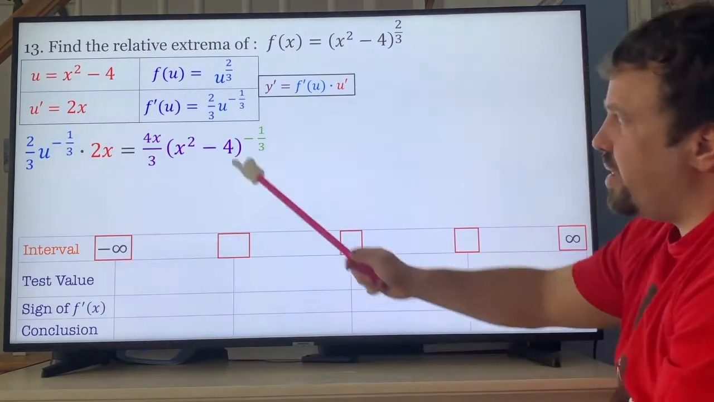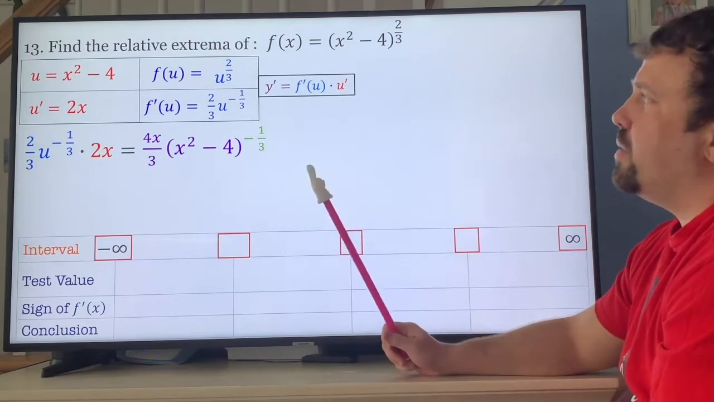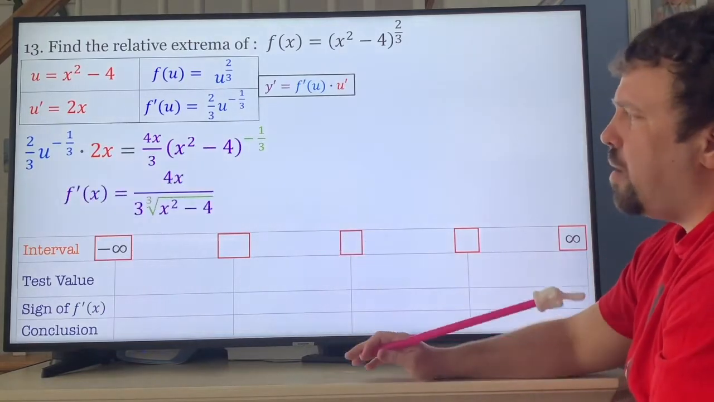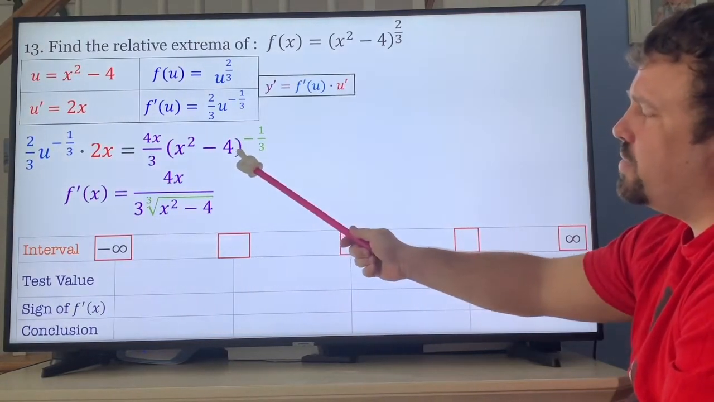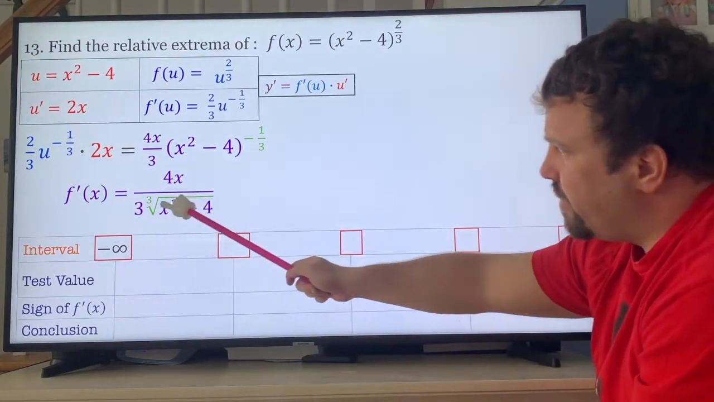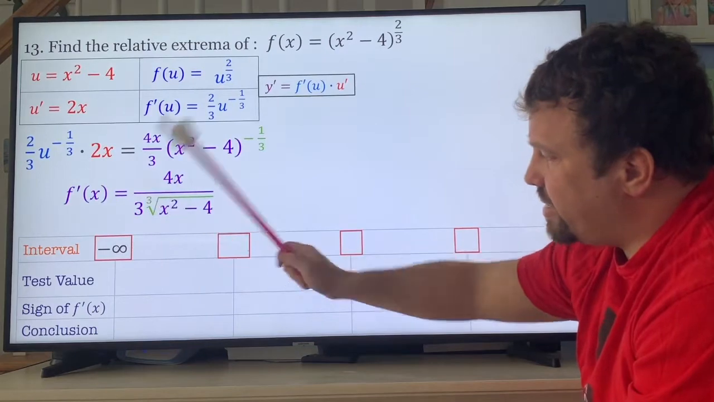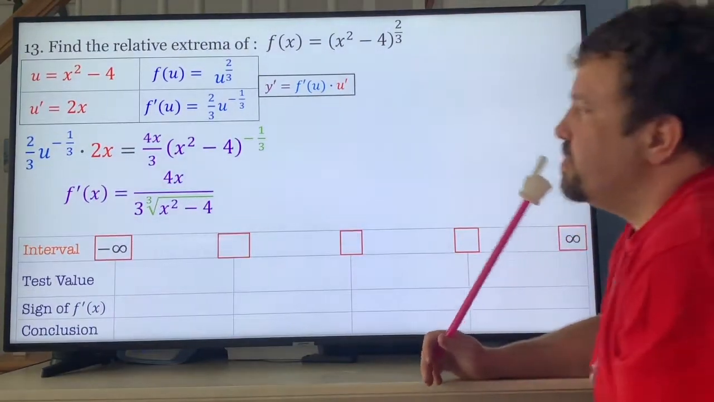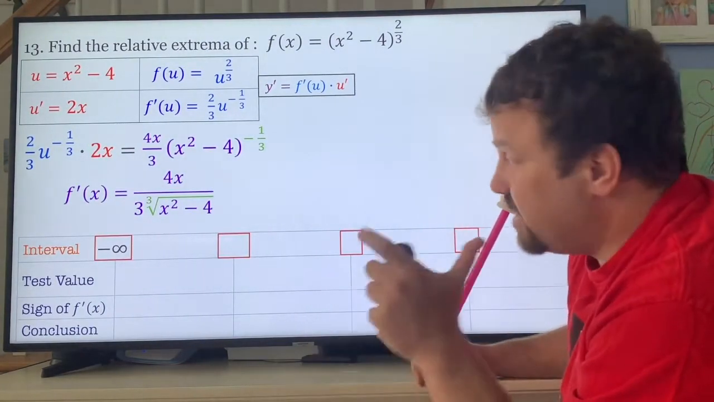Now, this is raised to a power, just so you know. What you want to do is set this equal to 0. But before you do that, you want to rewrite it. Negative 1/3 means this goes on the bottom, and it is a cubed root. That's why I made it green. We've got to set it equal to 0 and set it equal to undefined.